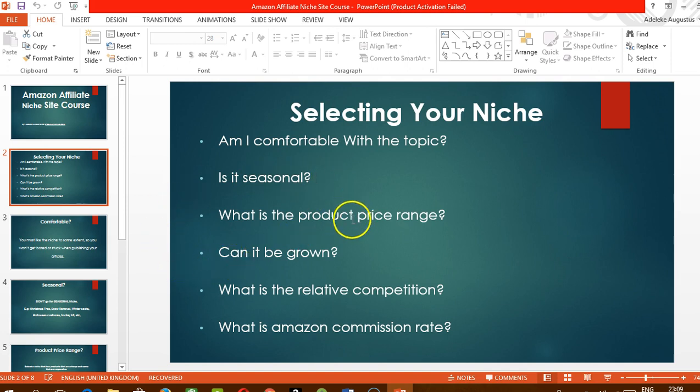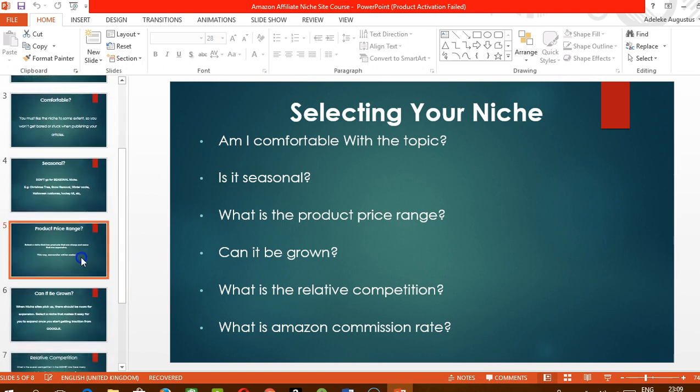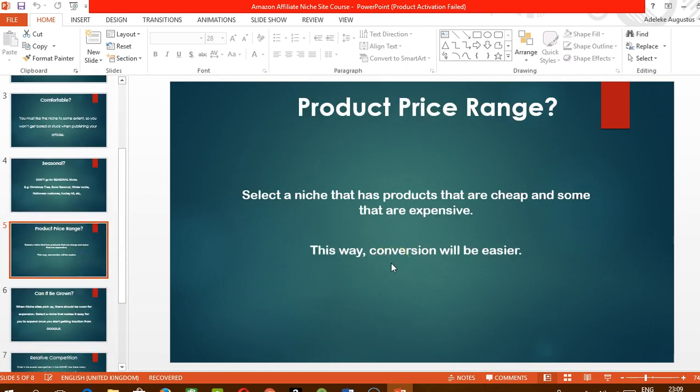Now let's look at the product price range. The idea behind product price range is that you want to select a niche that has both expensive products and cheap products. Now, in my experience, when you have a site that has products that are too expensive, it is very, very difficult for you to convert visitors into buyers. But if you have a site that has a mix of cheap products and expensive products, if they can't afford the expensive product, they will easily go for the cheap product. So at the end of the day, you want to make sure that your niche has a blend of the two.